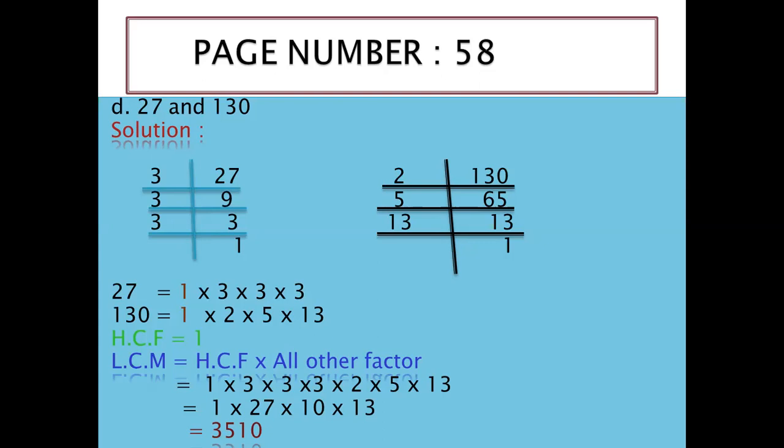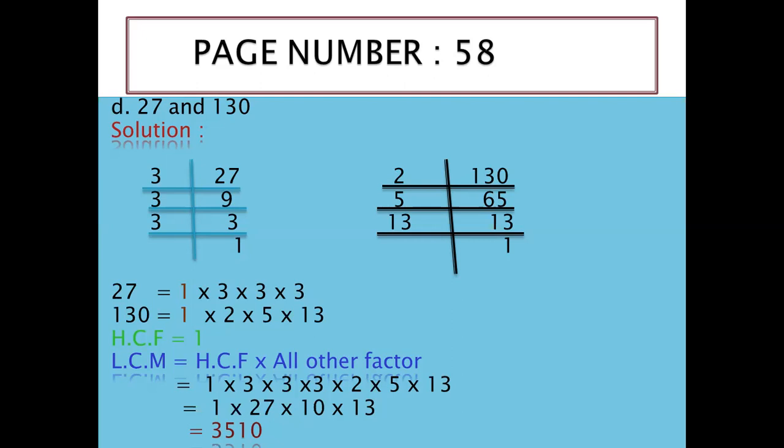Same for 130. 130, we divide it by 2, 65. 65 is not divisible by 2, definitely. The ones place is 5, so it will be divisible by 5. We divide 65 with 5, 13. The factors of 130 are 1 multiplied by 2 multiplied by 5 multiplied by 13. But there is only one number, 1, common in these two, 27 and 130. No number is common in between, so HCF will be 1.